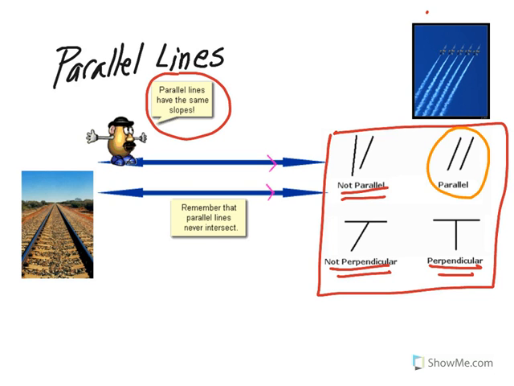In order to determine if two lines are parallel, we must find their slopes. There are a couple ways to find the slopes of lines. Please pause the video and copy these into your notes before we move on.